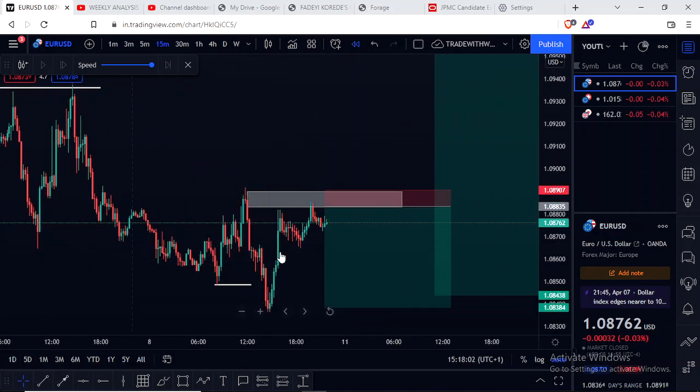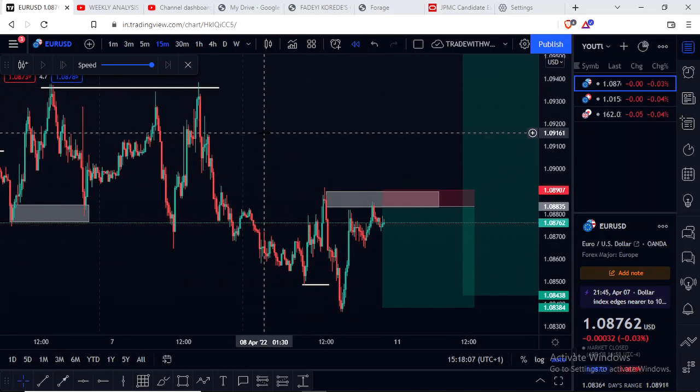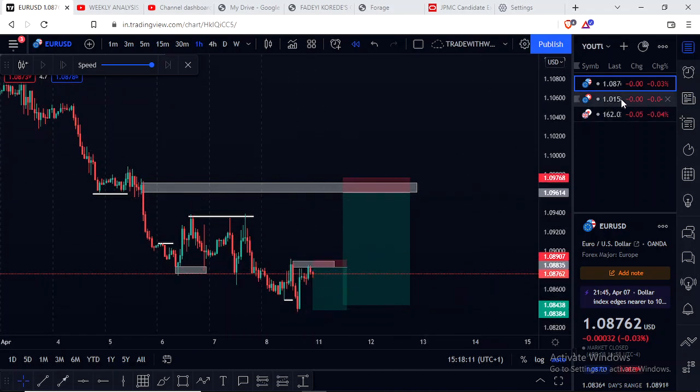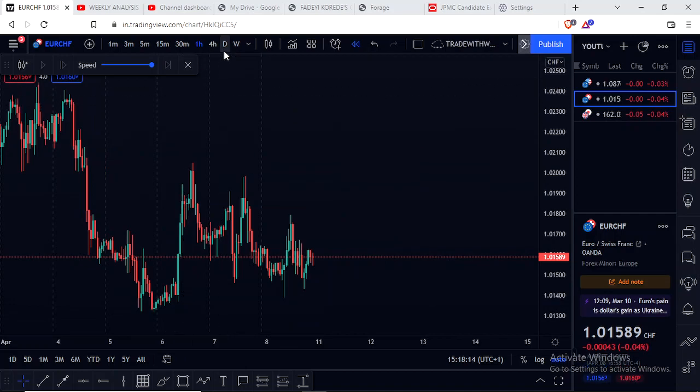Now we're expecting selling opportunities. Okay, we're expecting a tap here, which has tapped, and then selling confirmations. So for Euro USD, I'm expecting more sales. So let's move into the next pair, Euro CHF.